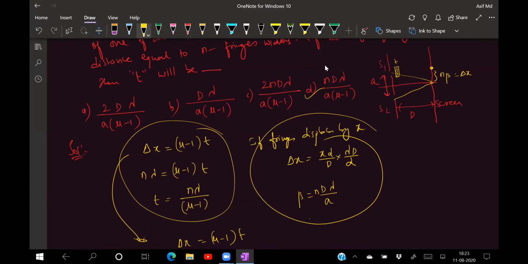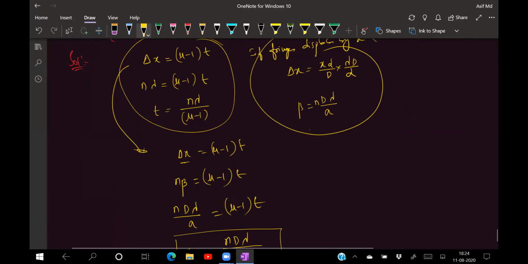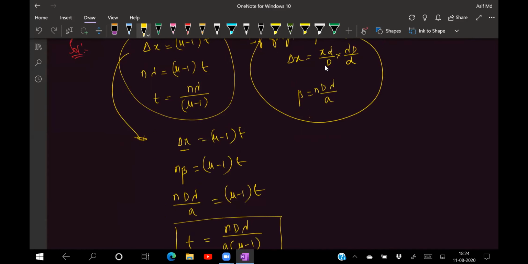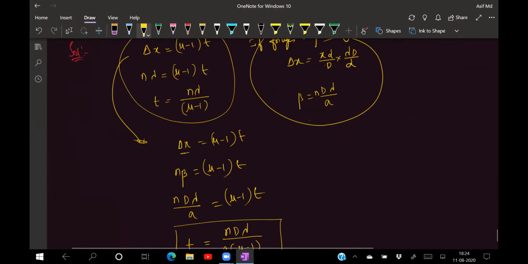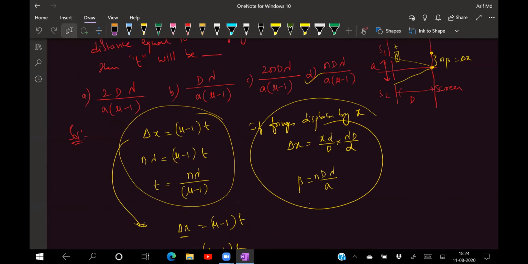So actually there was a central maxima here. After keeping the thin sheet, it has been shifted by n times the fringe width, that is nothing but n times beta. Is it clear? So delta x is mu minus 1 into thickness, which is n times beta. Beta value is D into lambda by small a. So thickness is equal to n into D into lambda by a into mu minus 1. So the fourth option will be the answer for the given question. Clear?